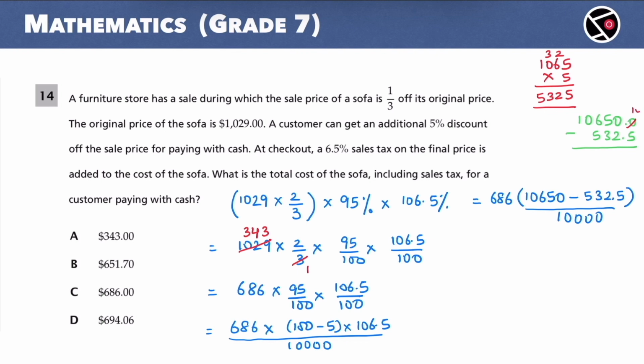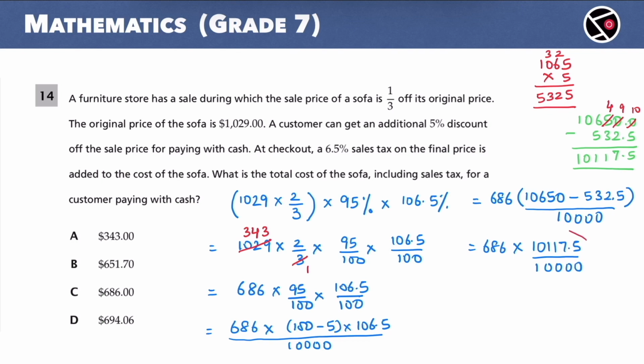So we have 10 here, a 9 here, and a 4 here. 10 minus 5 is 5. 9 minus 2 is 7. 4 minus 3 is 1. 6 minus 5 is 1. 0, 1. We have 686 multiplied by 10117.5 divided by 1 and 4 zeros.